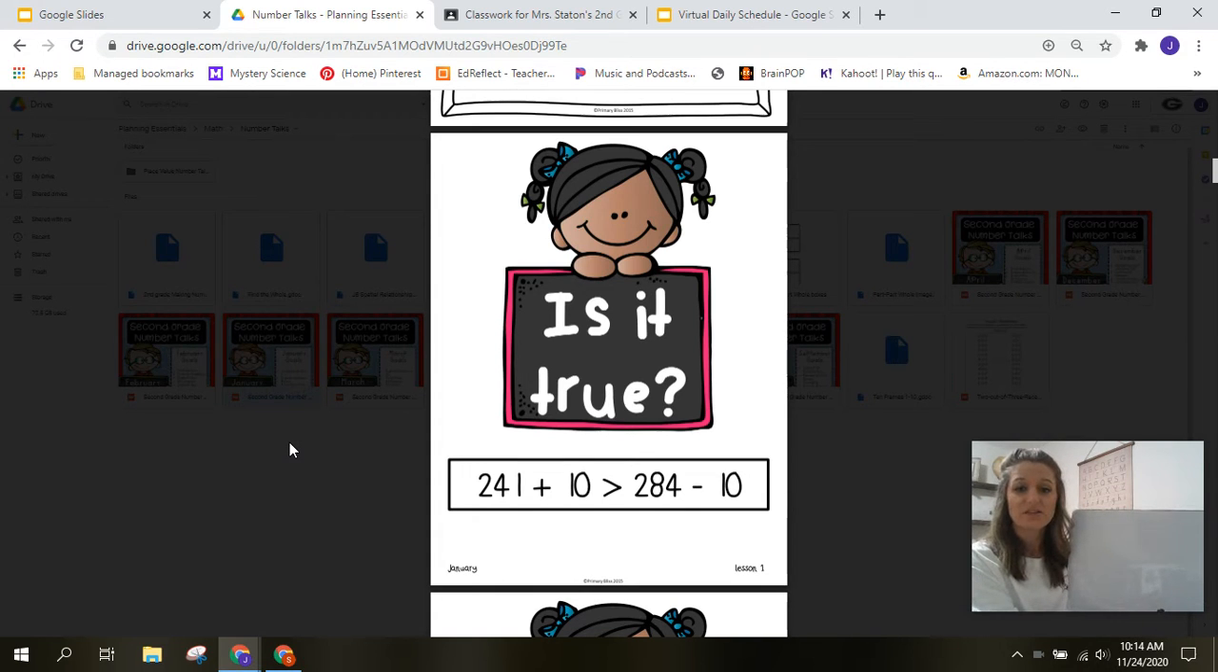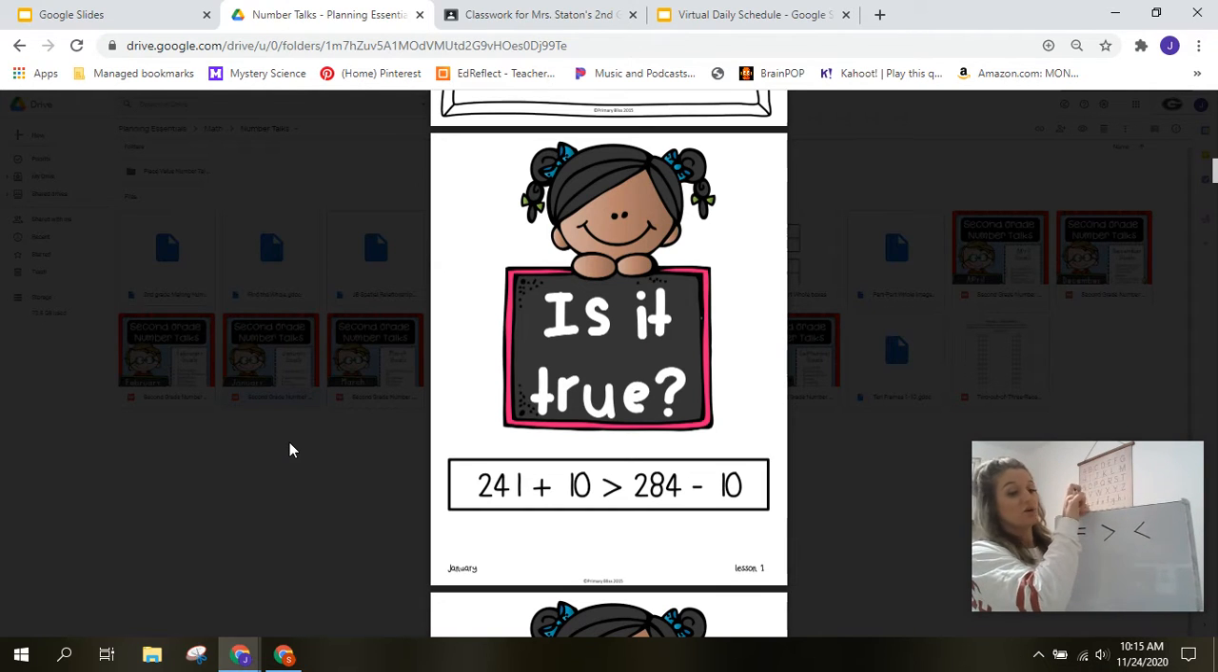The first thing I want us to look at is: is it true? That's what we're going to be looking at today. We're looking at long equations, and equations are just fancy words for number sentences. You know that. So we're going to look for things. We know that the equal sign means the same as. Good job. We know that this sign means greater than, and this sign means less than.